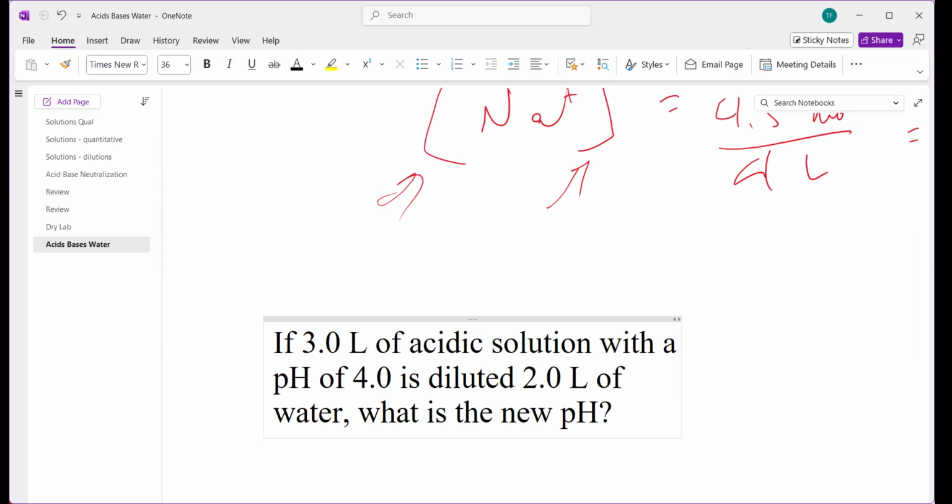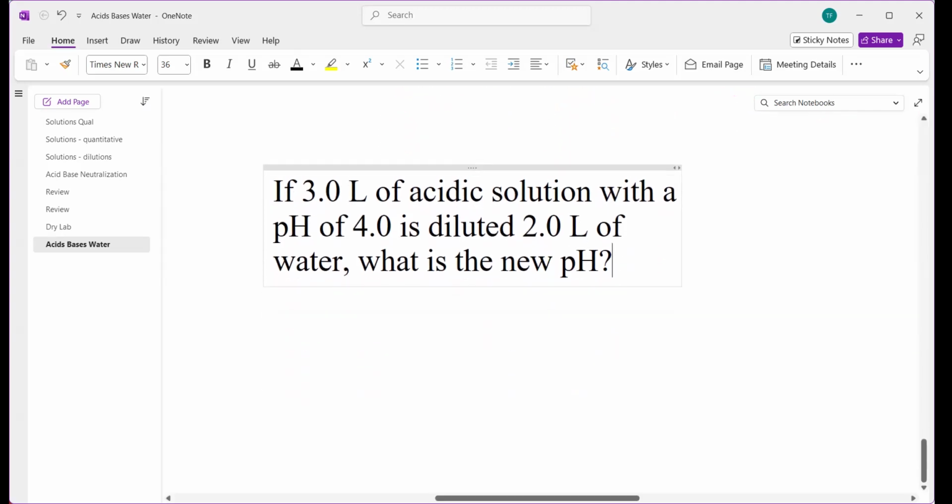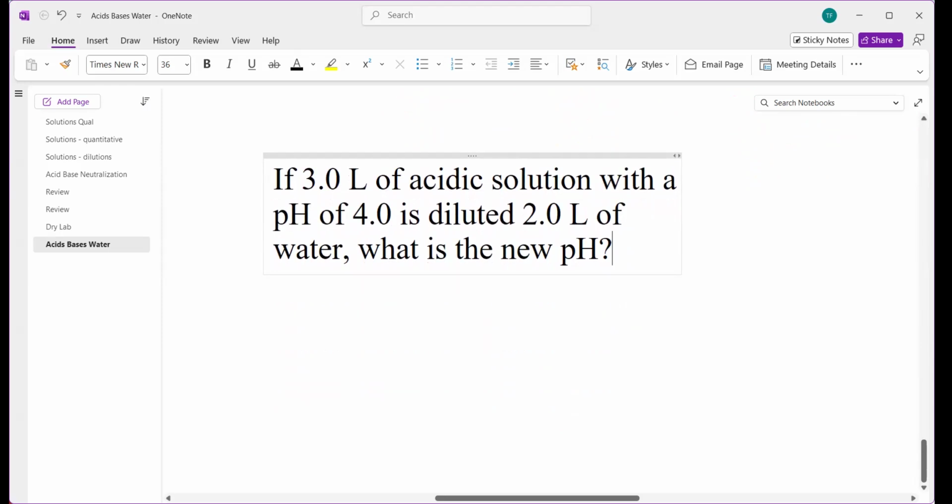Remember, pH is concentration. So what concentration are we starting off with? Well, we have to convert the pH to concentration. The pH is going to be changing. Is the pH going to go up or down? Is this going to be a weaker acidic solution because we're diluting it?